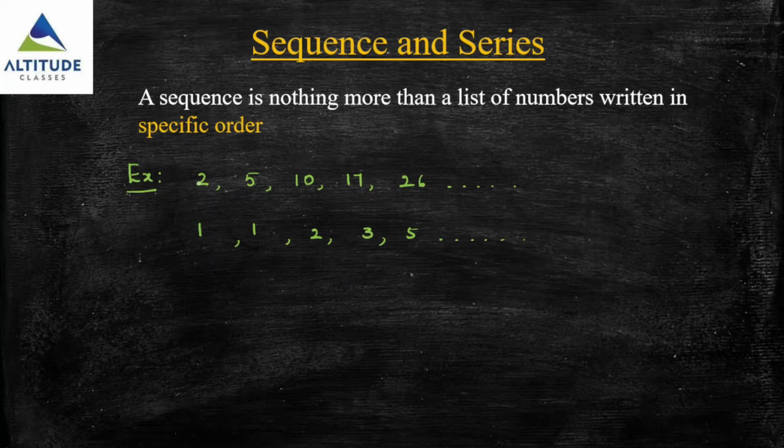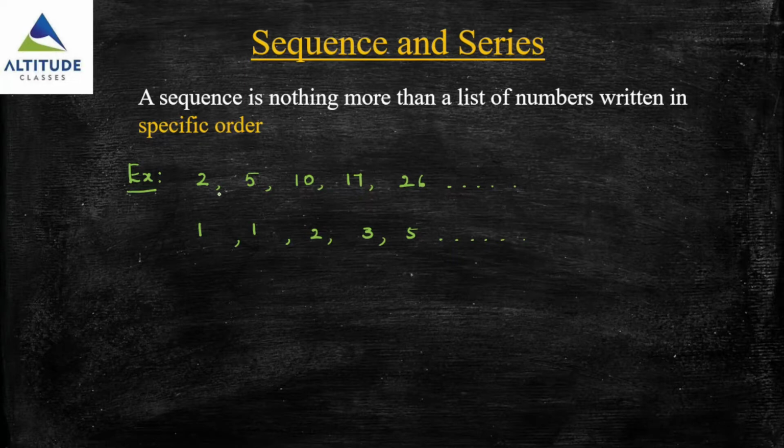So if you observe in the sequence, there are numbers which we are writing in some order. These numbers are called terms. 2 is the first term of this sequence, 5 is the second term of the sequence, 10 is the third term of the sequence, 17 fourth term, 26 fifth term. The numbers which are there in the sequence we will call as terms.